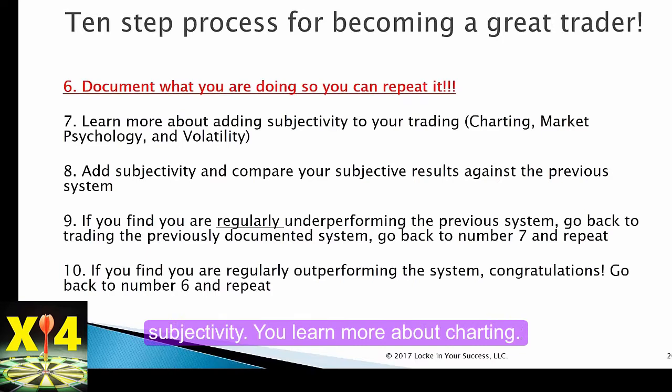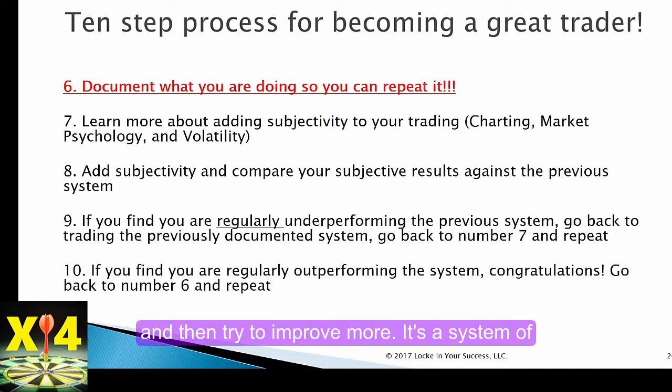You learn more about subjectivity. You learn more about charting, more about psychology, more about volatility. You add that subjectivity in, and you compare your new subjective results against your previous system. And again, you just go through the same process. If you're underperforming, you go back to your previous system. If you find you're outperforming the system, congratulations. Go back to number 6. Document what you're doing so you can repeat it. And then go ahead and try to improve more.